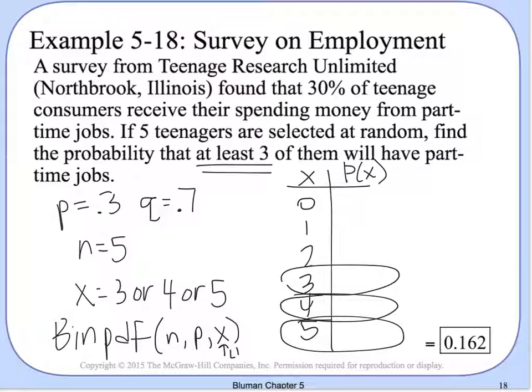Then over here in list two, don't make the mistake of going right here. Go all the way to the top. Okay, so list two has to be highlighted all the way up at the top. Now go to the binomial. Second distribution, go to that binomial PDF. Number of trials was 5. Probability was 0.3. So 5, comma, 0.3, comma, and the X value is everything in list one.